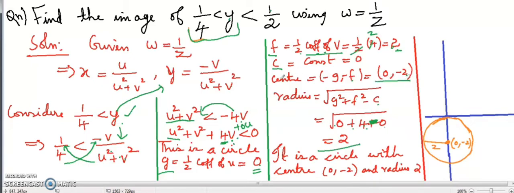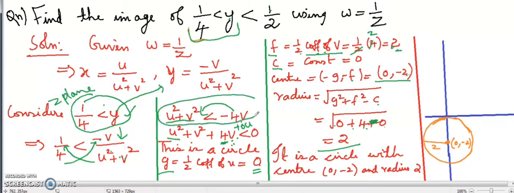So what is the image? For this particular equation, this is taken in the Z plane, right? And in the W plane, the equation will be in terms of u and v. So this is u and v, in the W plane. And what is our image? Our image is a circle with center 0 comma minus 2 and radius 2. So you can draw the graph like this.